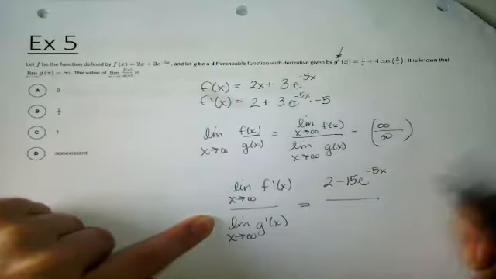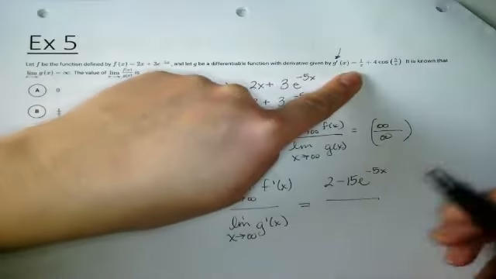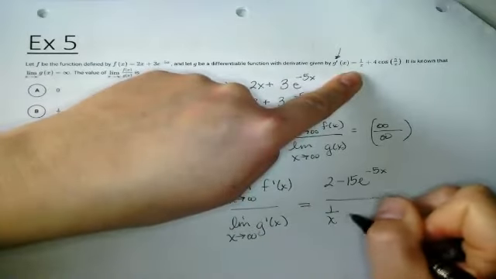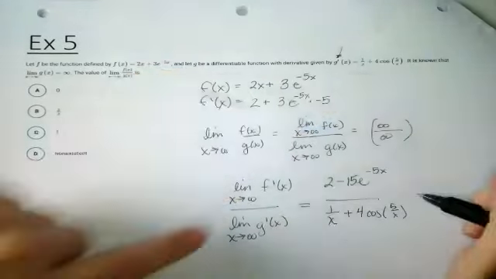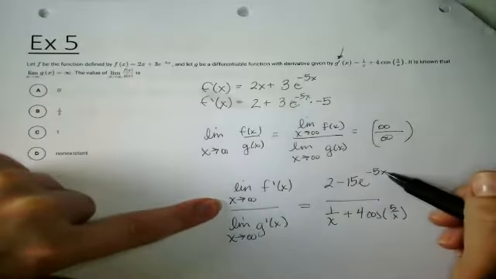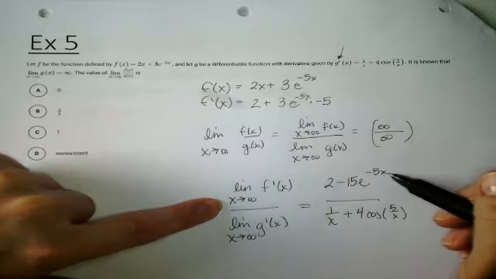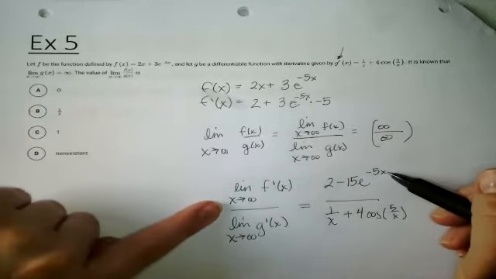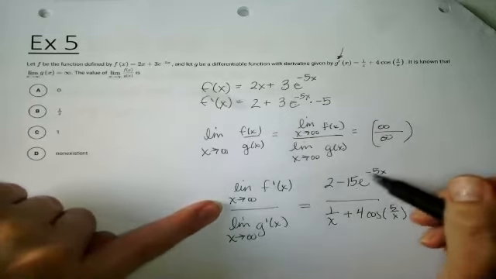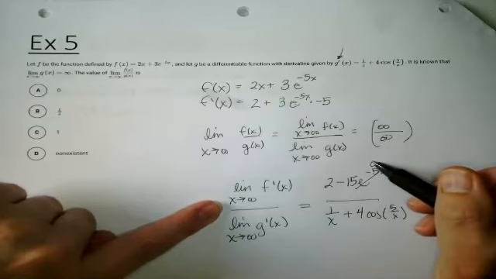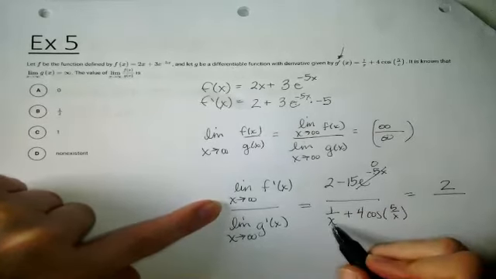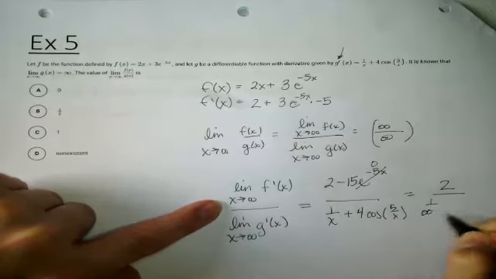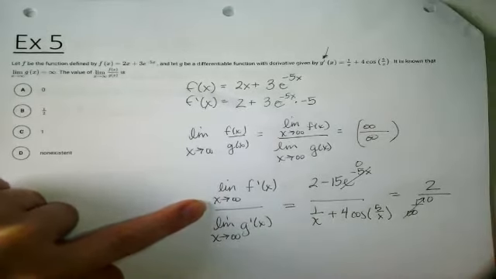All right. G prime of x, they told us g prime of x, so I have that. It's 1 over x plus 4 cosine of 5 over x. All right, let's do some plugging in that infinity stuff. If I plug in infinity again here, e to the negative infinity is 0. So I'm just getting 2 for the numerator. And here, well, 1 over infinity, again, that approaches 0. If we take 1 and divide it an infinite number of times, that's like 0.